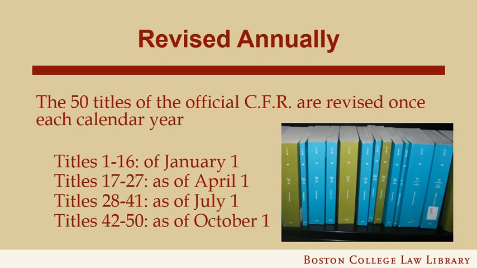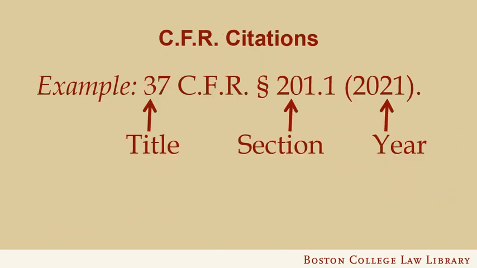Titles 1 to 16 are revised as of January 1st each year, while Titles 28 to 41 are revised as of July 1st each year. Citations to the CFR should have the title number, a section number, and a year. For example, the first section in the regulations from the Copyright Office is Title 37 CFR, Section 201.1.